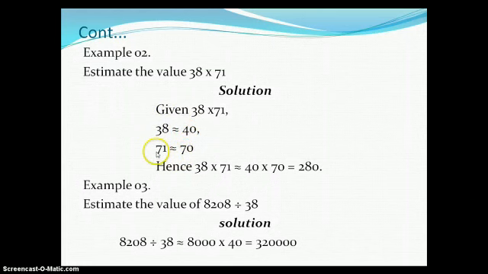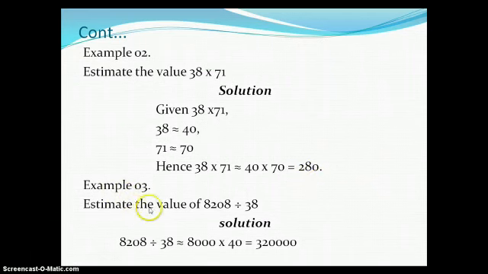Then you have this 71. The highest place value is tens. The digit to the right is 1, so it will remain unchanged, but you replace this by 0. This will be 70. So 38 times 71 will be estimated as 40 times 70, from which you get 2,800. That is the second example. Now let us see example 3.